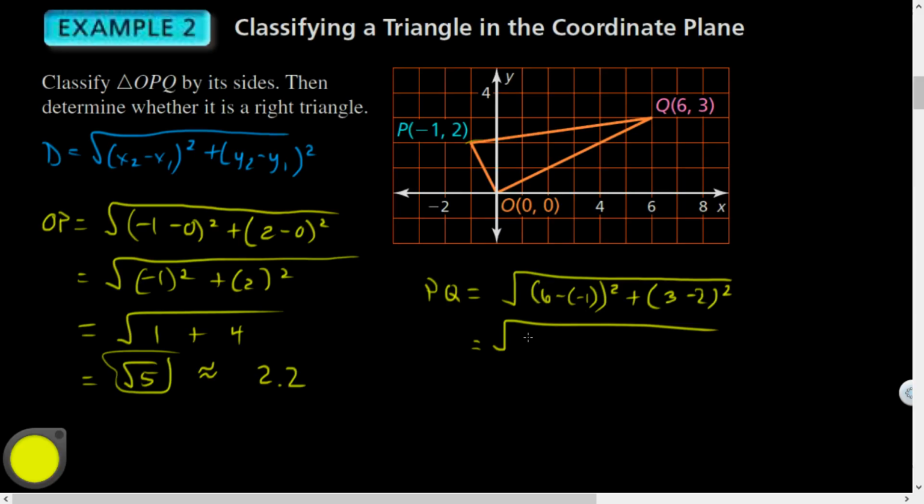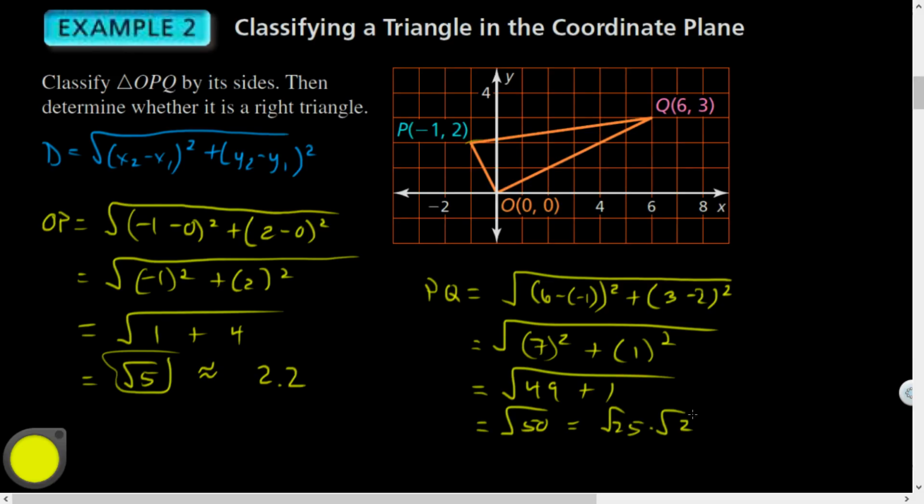6 minus a -1 is +7. So we'll square that, plus 3 minus 2 is 1. 1 squared like so. So that's like 49 plus 1. Looks like the square root of 50 to me, which I would break down into the square root of 25 times the square root of 2, because 25 is the largest perfect square that goes into that.